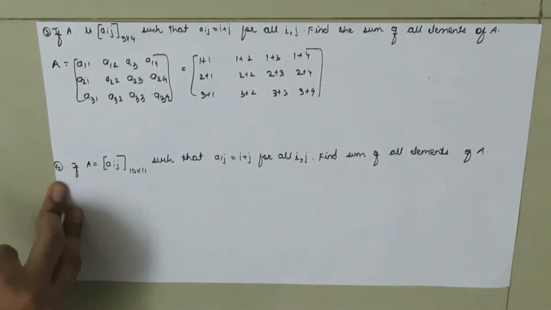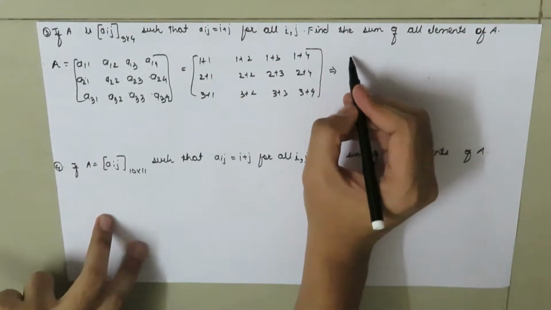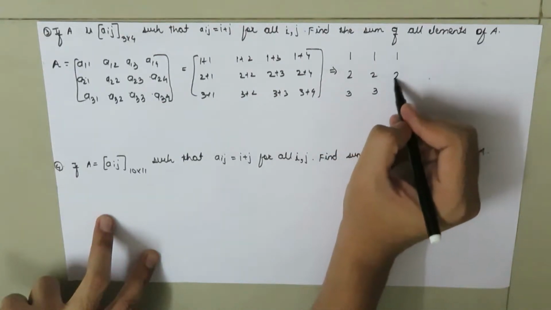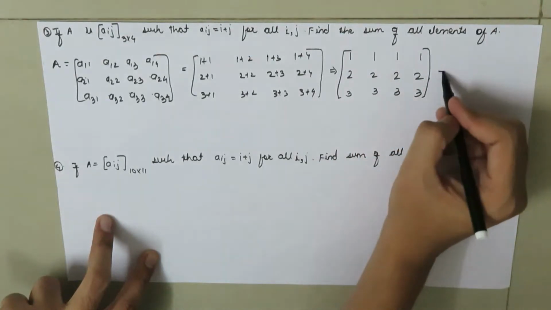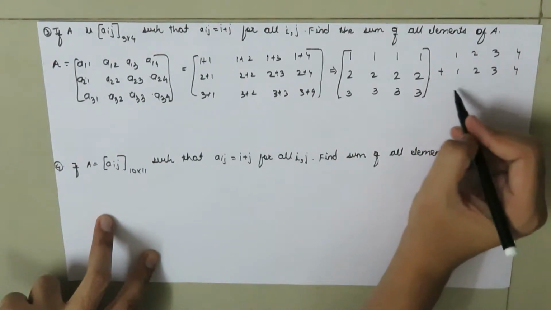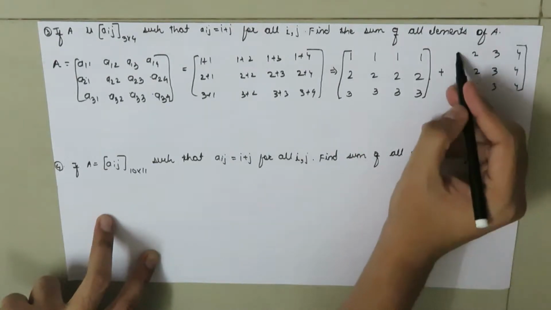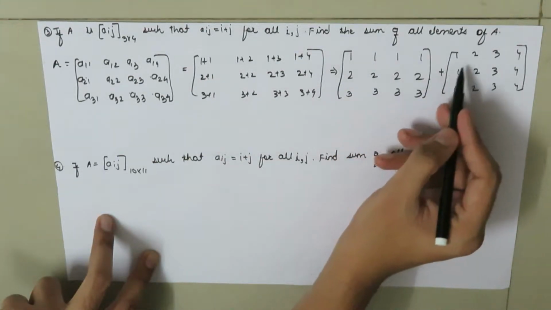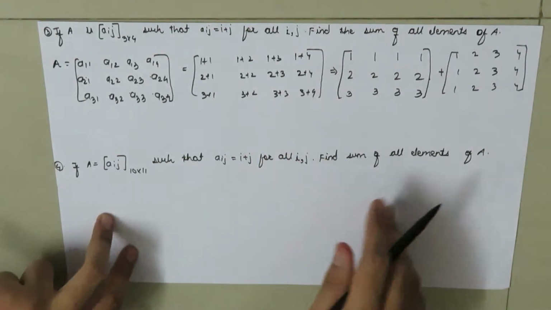Now we can split this matrix in the following way. We can write 1 2 3, 1 2 3, 1 2 3, 1 2 3, plus 1 2 3 4, 1 2 3 4, 1 2 3 4. Okay, we can split this matrix like this. We can write 1 plus 1 is 2, 1 plus 2 is 3, 1 plus 3 is 4, and 1 plus 4 is 5. So these are one and the same.